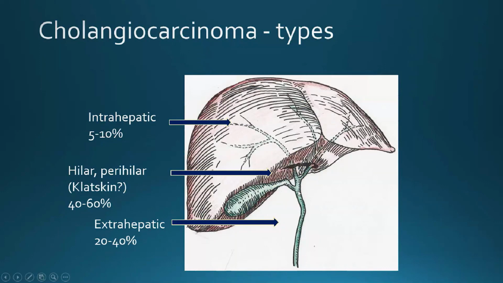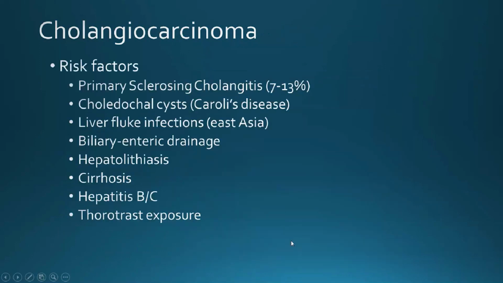Hilar or perihilar cholangiocarcinoma is the most common, 40 to 60%, and these are all above, or more distal to, the junction of the cystic duct and common bile duct. So, the common hepatic duct and branches. This is the perihilar or hilar area where these tumors happen. They used to carry the name of Klatskin tumor, but this nomenclature is not being used anymore. And then we have the extrahepatic bile duct, with a 20 to 40% chance of cholangiocarcinoma in this part, all the way to the head of the pancreas.